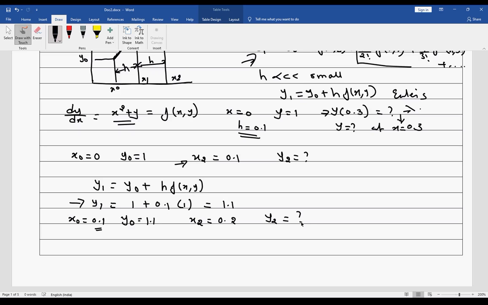And what will be my y2? Again I write the same thing, y1 equal to y0 plus h into f of x, y. My y1 is equal to y0, here in this case 1.1, plus h, which is 0.1, times x square. So x is 0.1 square plus y. y0 is 1.1. Okay, and this is what gives me a value. So just give me this value. What is this value, please?